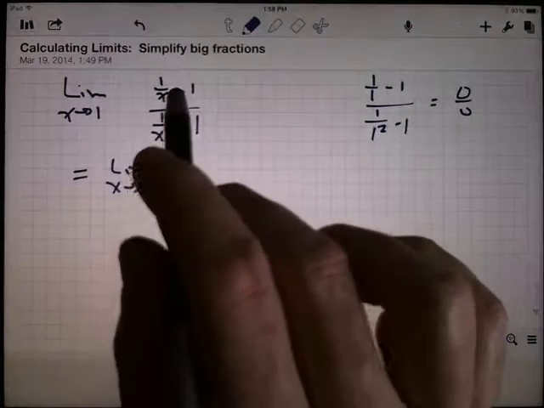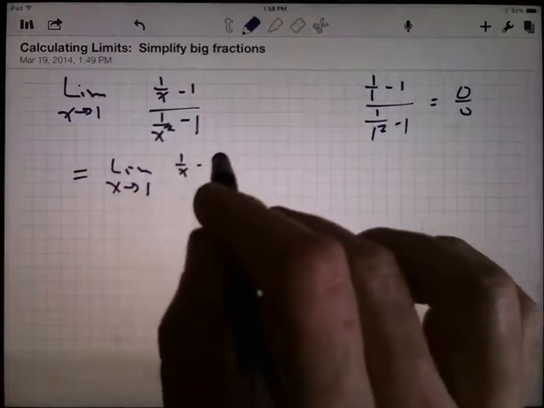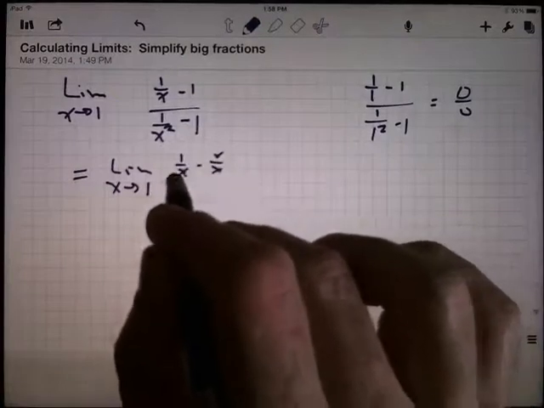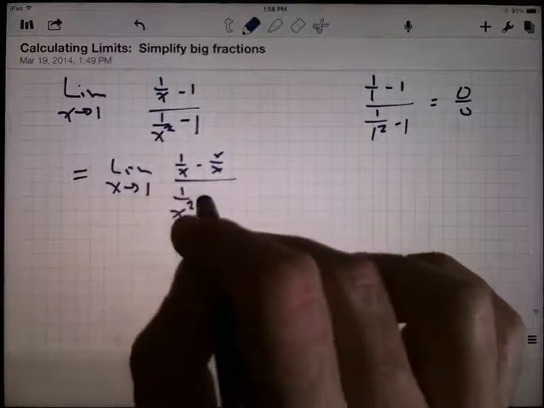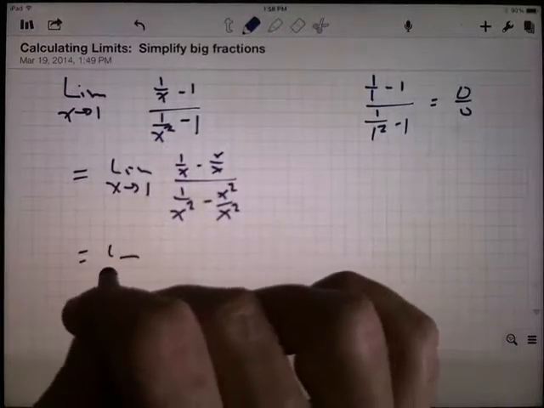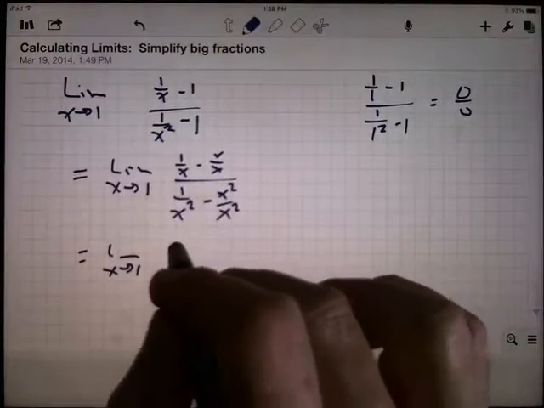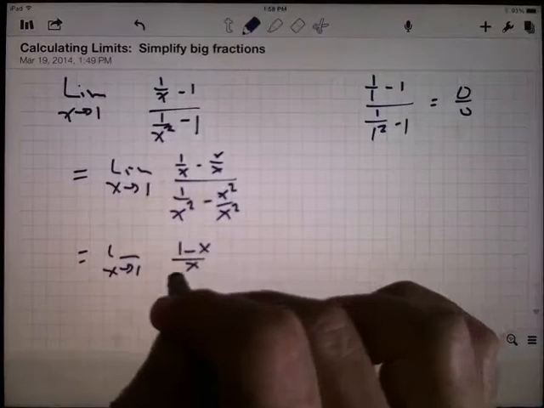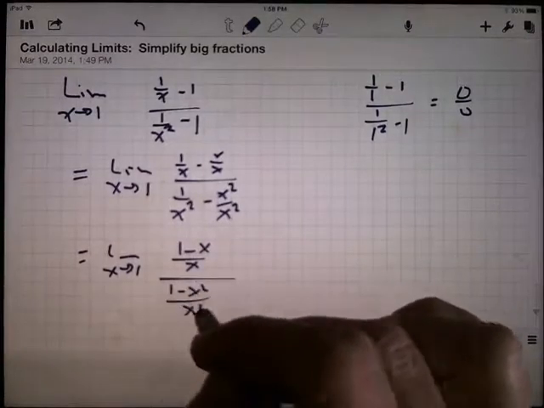So I'm going to get a common denominator among those two. So this is a 1 over x minus x over x. Likewise, in the bottom, I'm going to get a common denominator of x squared. So this is 1 over x squared minus x squared over x squared. So this is the limit as x goes to 1 of, well, there's a 1 minus x over x on the top, and there's a 1 minus x squared over x squared on the bottom.